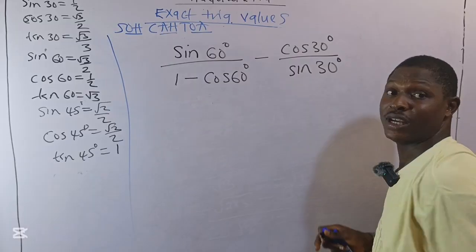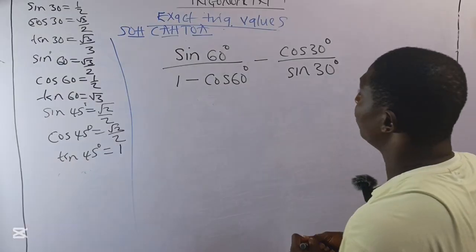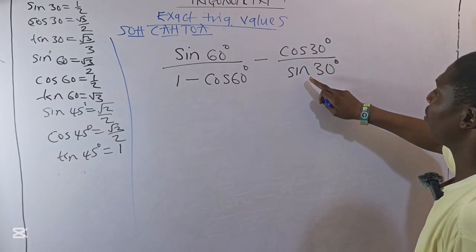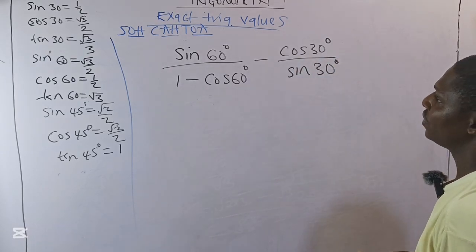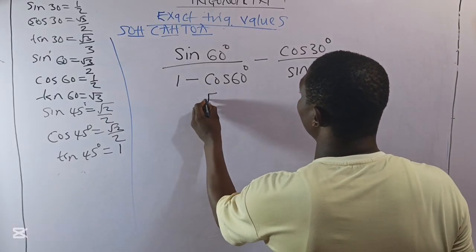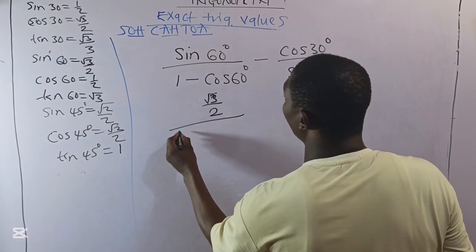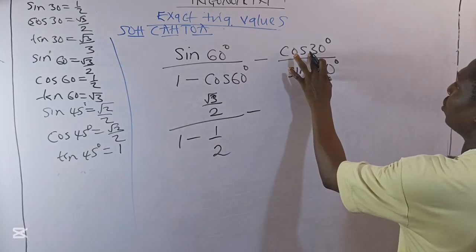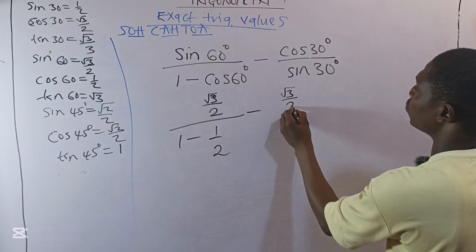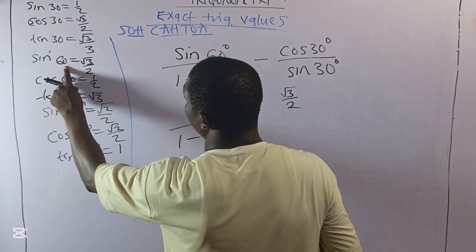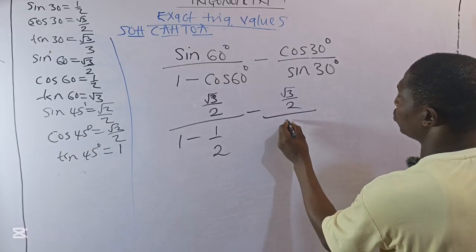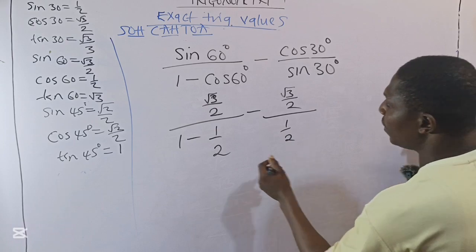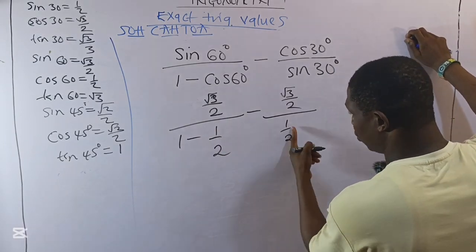We have sine 60 degree all over 1 minus cos 60 degree, minus cos 30 degree all over sine 30 degree. How are we to resolve this? First, our sine 60 is what? Root 3 over 2. All over 1 minus cos 60, which is 1 over 2. Minus cos 30, which is root 3 over 2, all over sine 30, which is 1 over 2. So now we can simply resolve this denominator to give just one fraction.